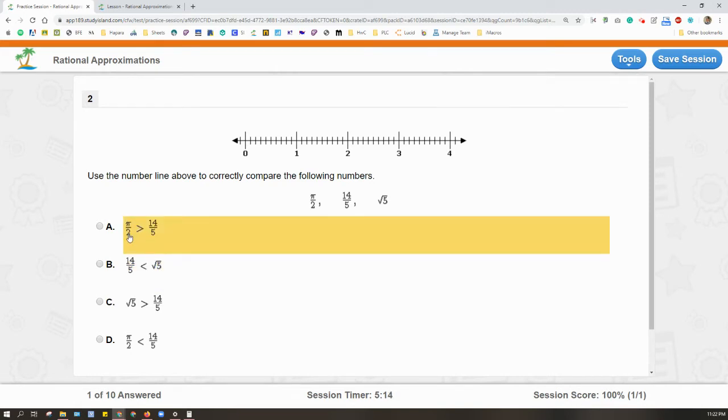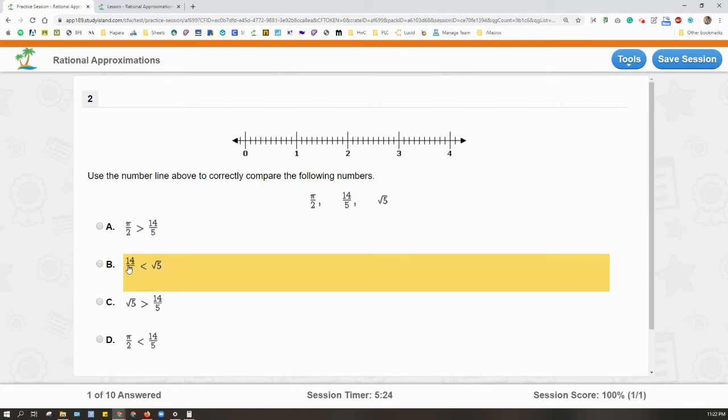Well, this one says that pi divided by 2 is greater than 14 fifths. But again, pi is about 3. So 3 divided by 2 is about 1.5. 1.5 is not greater than something that's almost worth 3. So that's not true. This one, again, 14 fifths is almost 3. It's a little less than 3.